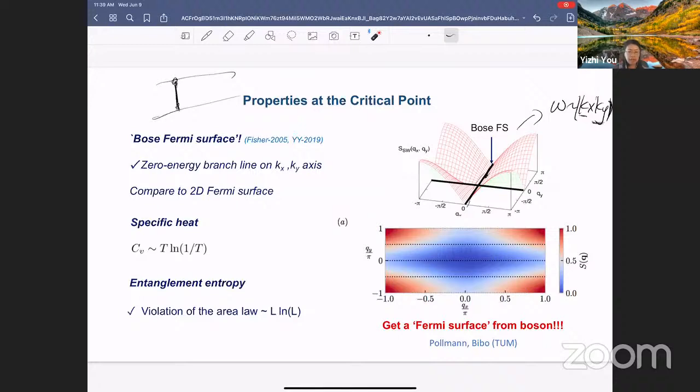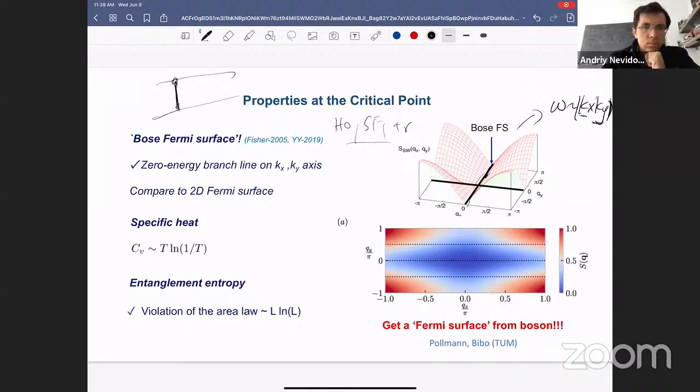And actually, it's true, because previously the Munich group had already tried: apart from the ring exchange term, if we have that XY hopping term between the sites, then the center part becomes the superfluid phase, while one side is the higher order TI and the other is the trivial phase.